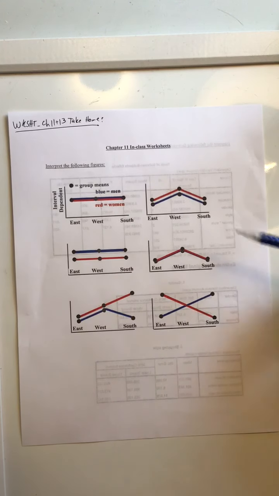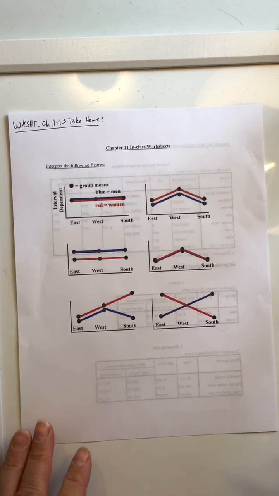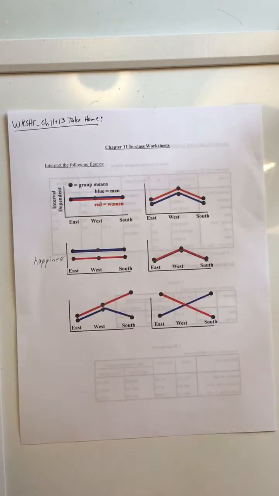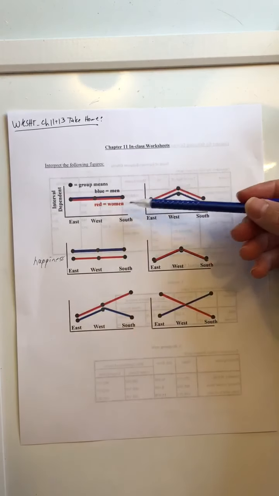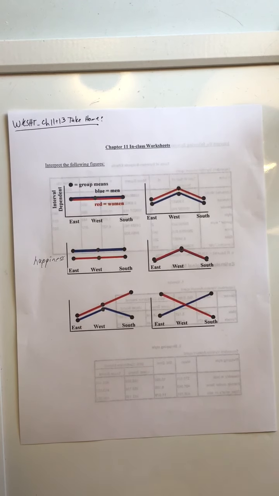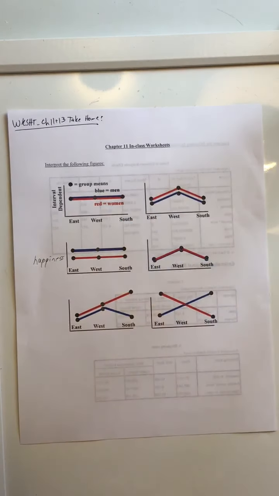Let's say the independent variable is happiness. We've got women in red and men in blue, very stereotypical, and then we've got east, west, and south, so let's say those are areas of the United States. We are doing a study to find out who's happiest, men versus women, or whether where you live matters, or whether it's an interaction of being male or female and where you live.